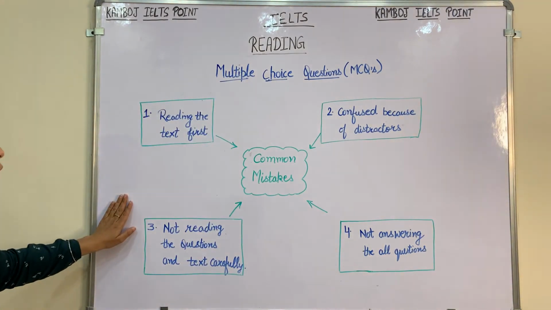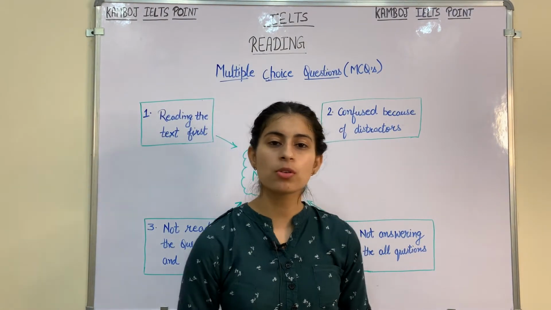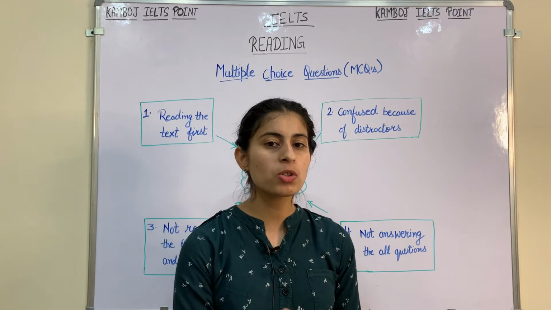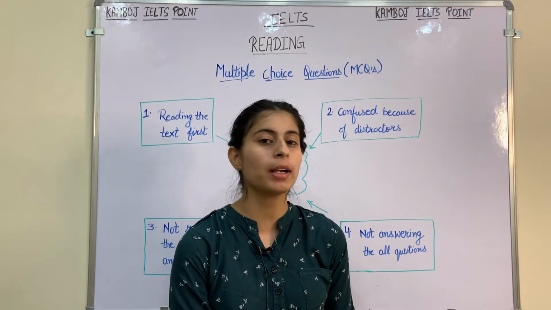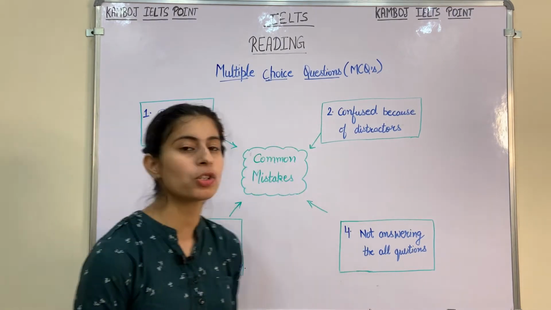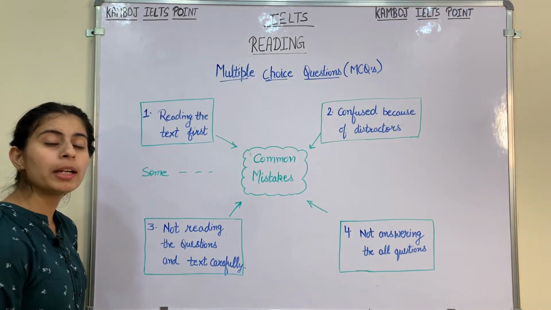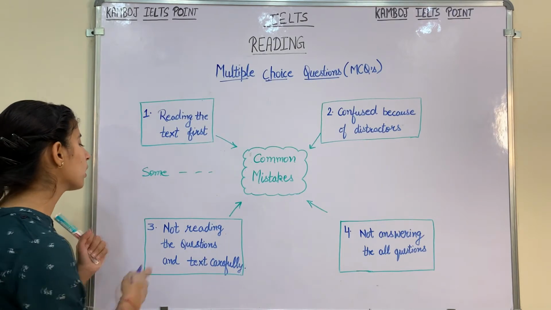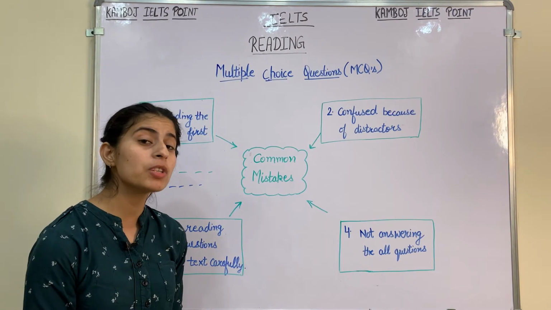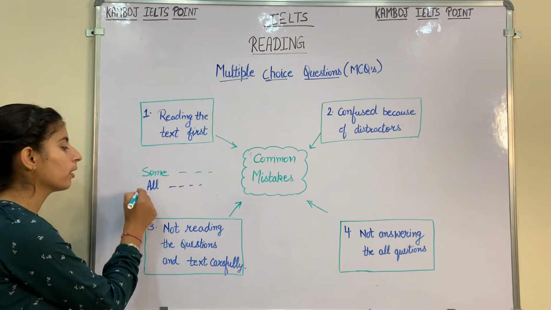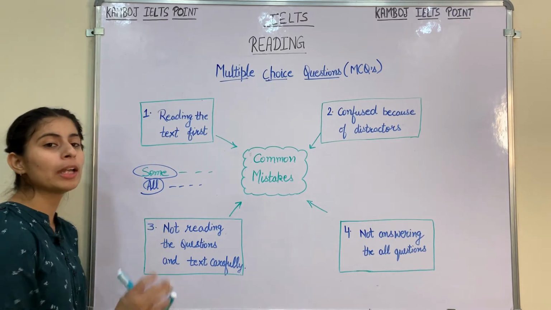The third one is not reading the questions and text carefully. This is also a major mistake that most students make. They do not read the question carefully and they do not read the text carefully. They miss some important words. Like sometimes in the question they write 'some students do this thing' and in the text they write 'all the students'. When they are reading the text, they are in so much of a hurry that they can't differentiate these things and do not even notice these words. So these words are also kind of distractions.